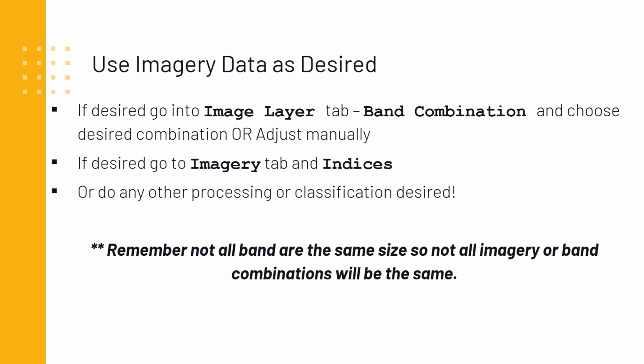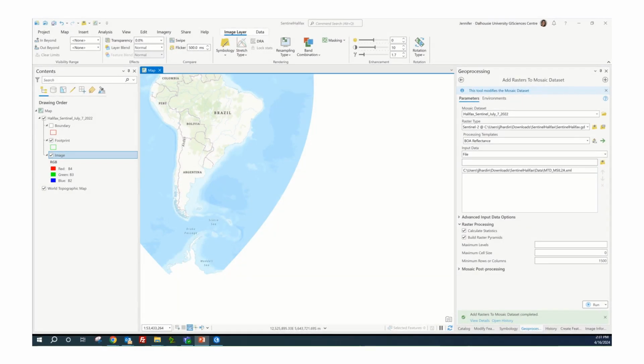Remember though, that not all bands are the same size or resolution, so not all imagery or band combinations will look the same or have the same level of crispness. Now that the rasters are added to the Mosaic dataset, we're ready to go. Remember, when they're added, they are not being copied into the Mosaic dataset, but they're just being organized in such a way that ArcGIS knows how to deal with it and work together.